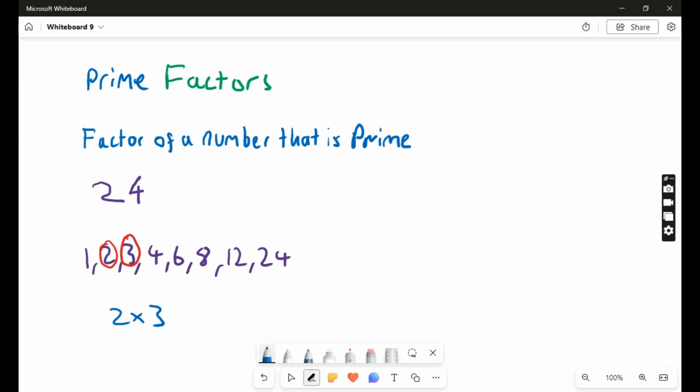So if we want to represent 24 as a product of its prime factors, it's really going to be shown as 2 times 2 times 2 times 3. And if you work that out, that is equal to 24. We can also write this as 2 cubed times 3, because 2 occurs 3 times. But there's an easier way to work out a number as a product of its prime factors, and that's using something called a prime factor tree.